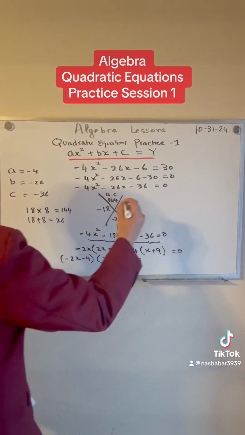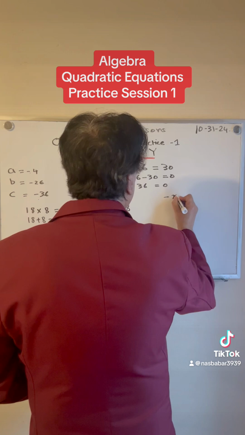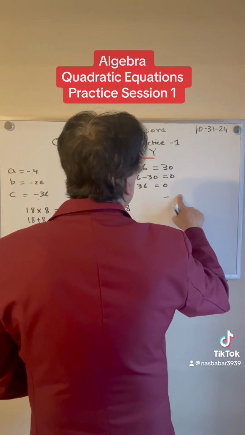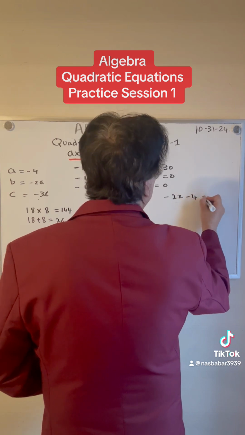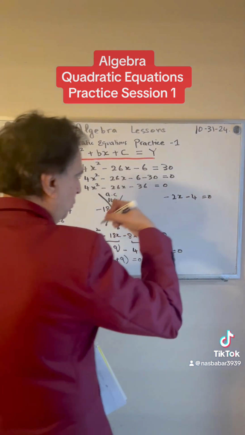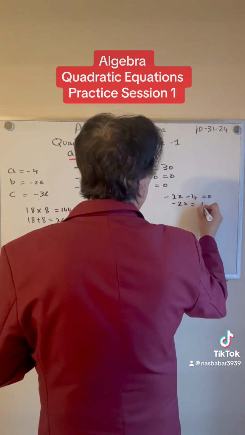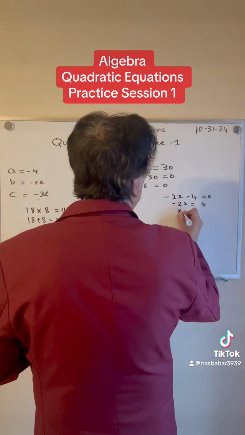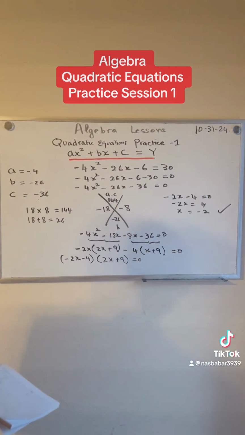Let me go ahead and do it over here since I ran out of space. Minus 2x minus 4 is equal to 0. If you do the algebra right here, minus 2x is equal to 4, and then x is equal to minus 2. So that's one answer for x.